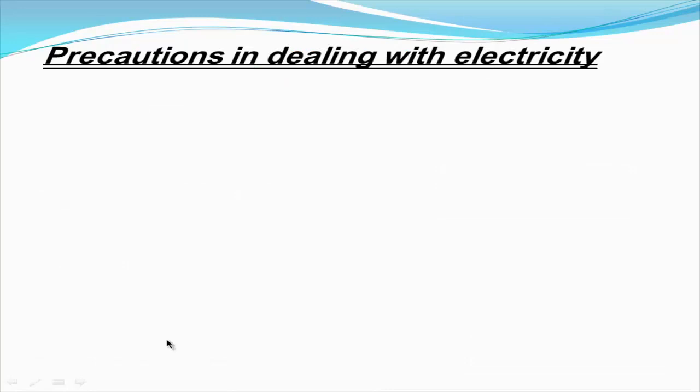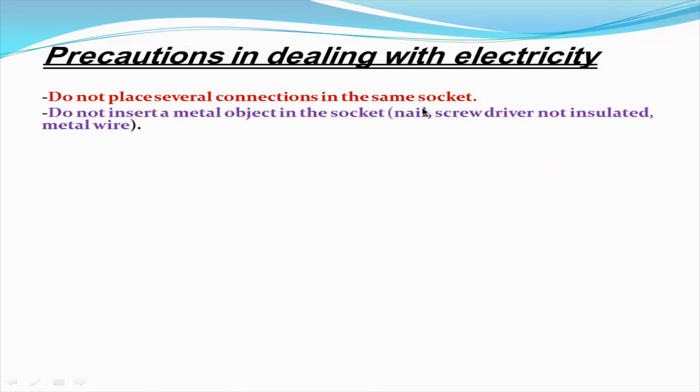After talking about the dangers of electricity, we must talk about precautions in dealing with electricity. How to be careful in dealing with electricity. Number 1, don't place several connections in the same socket. Number 2, don't insert a metal object in the socket, such as a nail, screwdriver, nut, or non-insulating metal wire.